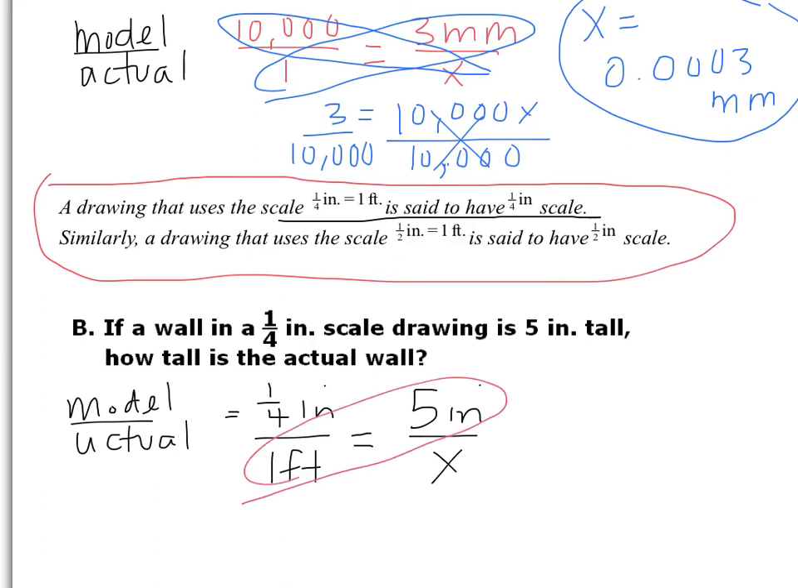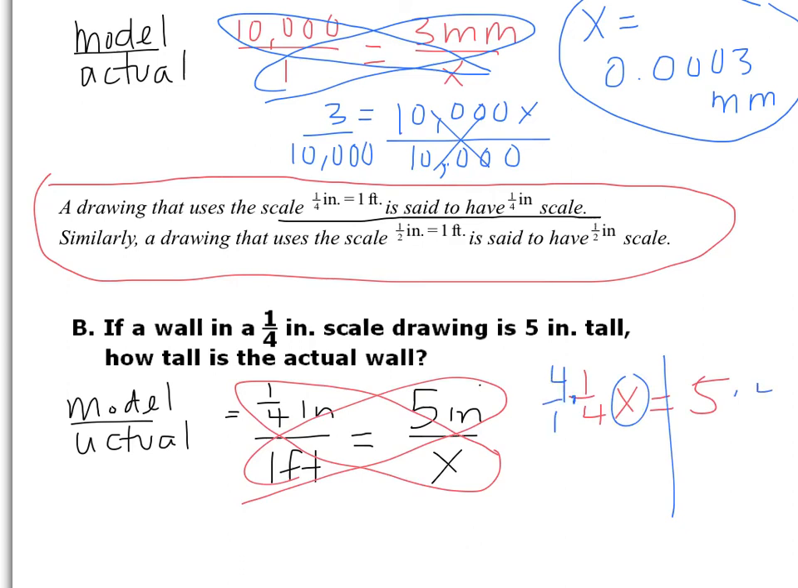Again, we're going to have to cross multiply and divide. So 1/4 times x is 1/4 x equals 5 times 1 is 5. Okay, we need to undo multiplication with division, but we don't divide fractions. We multiply by the reciprocal, which is 4 over 1. Okay, so we're going to end up with the 4s and the 1/4 canceling out. So we get x equals 5 times 4 is 20. And my unit for my denominator is feet. So x equals 20 feet.